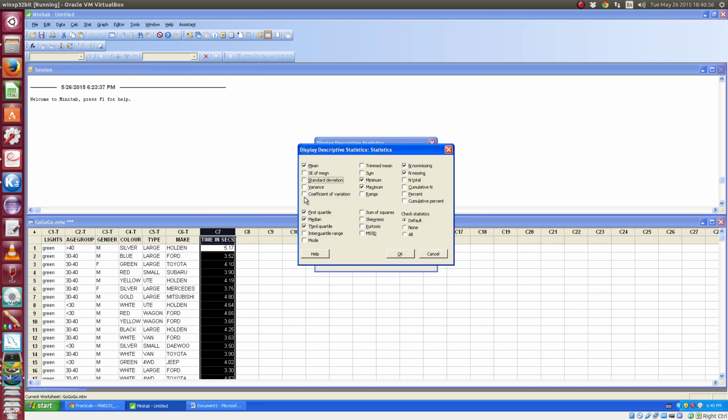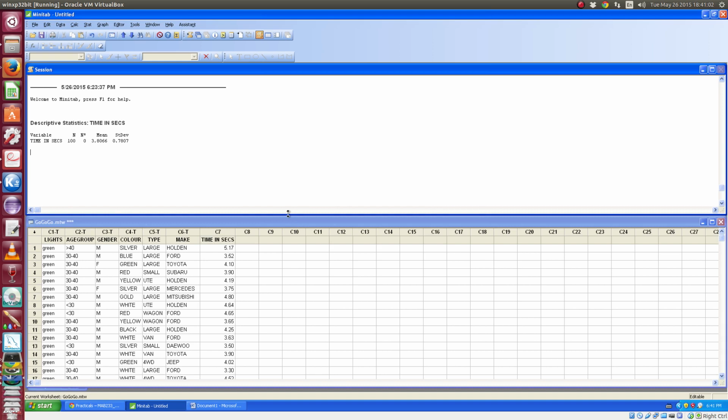I'm just going to get rid of everything. I'll keep the standard deviation in, and let's just have a look. So we can derive the sample standard deviation, absolutely no problem whatsoever. We find that the mean here is equal to 3.8066, and we've got a standard deviation of 0.78.